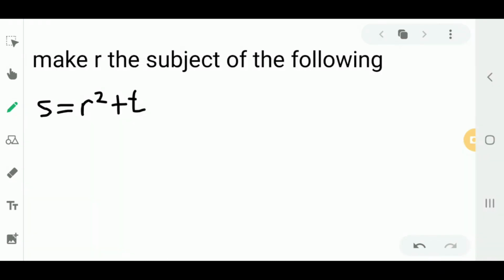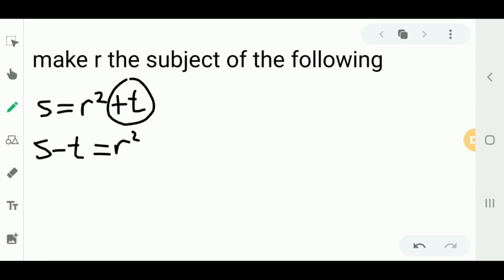So now we're going to do more complex subject of the formula. So here we want to make R the subject for this question. Again, we get rid of the plus or minus first, so we're removing these first. So because we're adding, that means we're subtracting to both sides. So we have S minus T is equal to R squared.